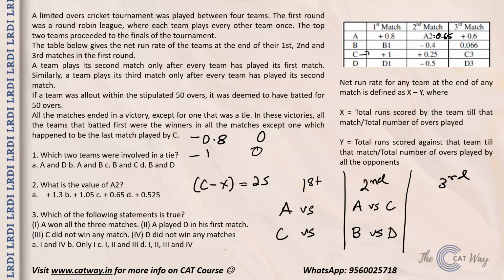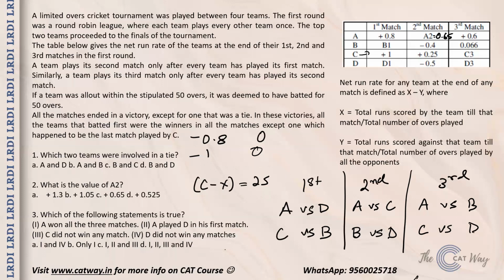Okay, now let's go to the third round. Now what are the possible cases that we have, guys? First case is that A plays against D, and C plays against B. And the other possibility will be that A versus B happens over here and C versus D happens over here. But if you see, this case is not possible. Why is this case not possible, guys?